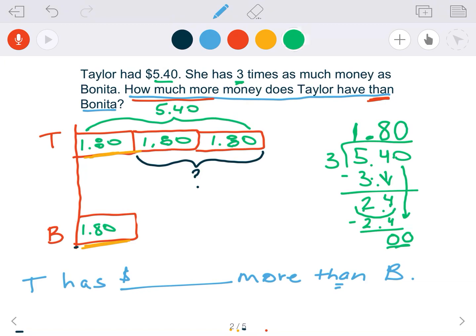All right, now let's get back to our question over here. How much more money does Taylor have than Bonita? Well, we could do like last time and we could add $1.80 plus $1.80. This time I'm going to multiply it by 2. So I'm going to do $1.80 times 2. 2 times 0 is 0. 2 times 8 is 16. And 2 times 1 is 2 plus 1 more is 3. And I'm going to pop my decimal right there because I moved over to the ones place.